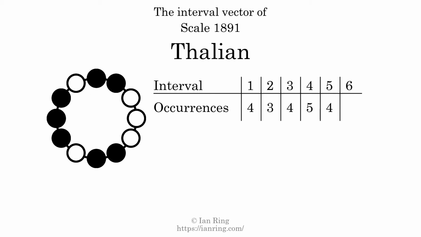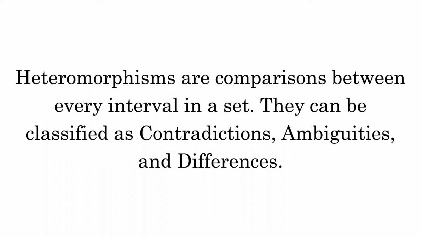There are 4 intervals with a size of 5 semitones. They are here, here, here, and here. There is 1 interval with a size of 6 semitones. It is here. Each interval does not appear in this scale a unique number of times, so this is not a deep scale. Heteromorphisms are comparisons between every interval in a set.